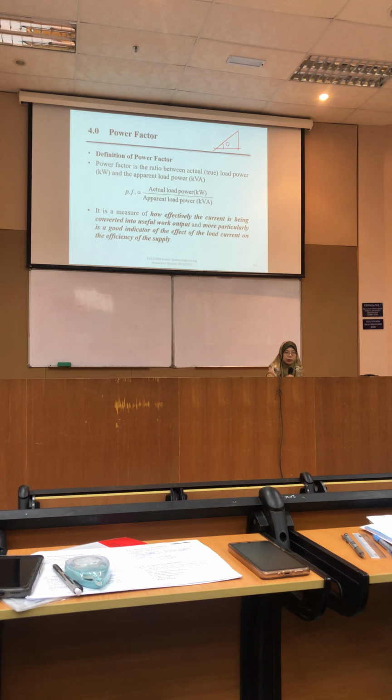For example, in this triangle, theta, this is P, this is S, this is Q, right? So for example this one is 0.65. It means that your S is more than your P. Definitely this part is losses, due to your inductive load. So we want to make sure that the power factor is not too low, and the power factor must be more than 0.85.